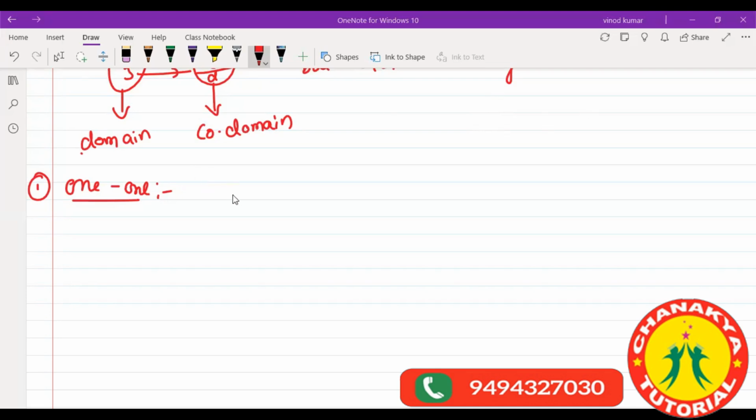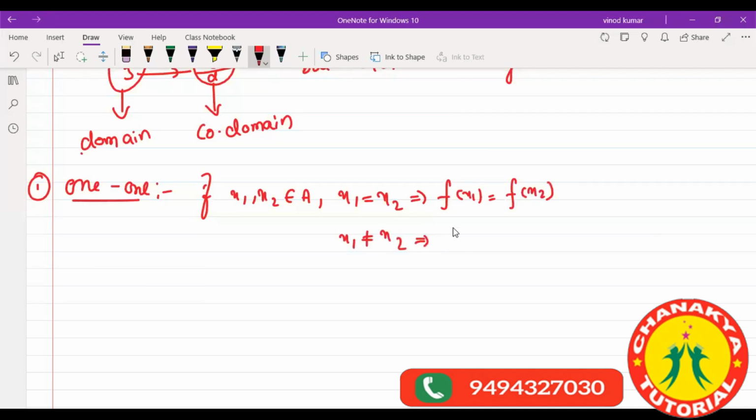That means if x1, x2 belong to A, and x1 is equal to x2, then f of x1 is equal to f of x2. If x1 is not equal to x2, then f of x1 is not equal to f of x2. When this condition is satisfied, that is one-one.